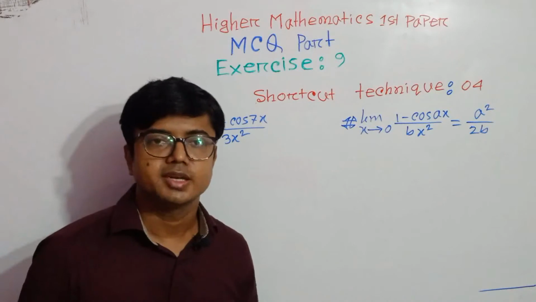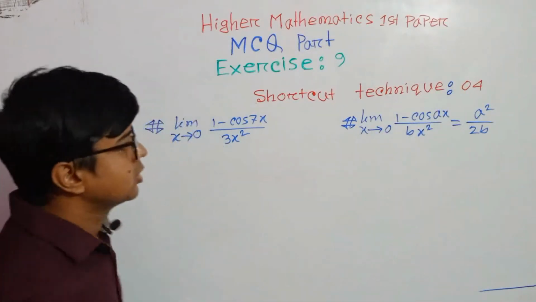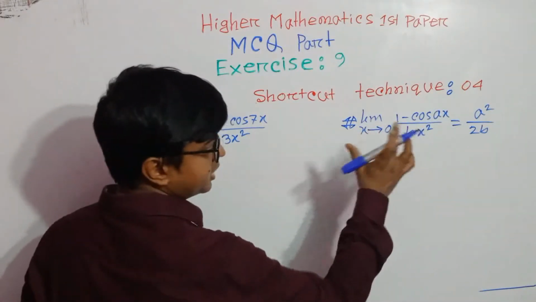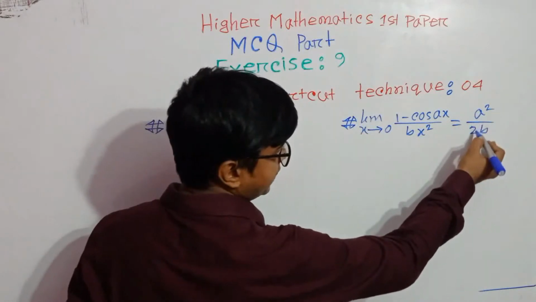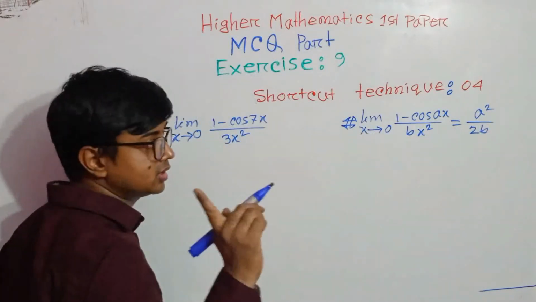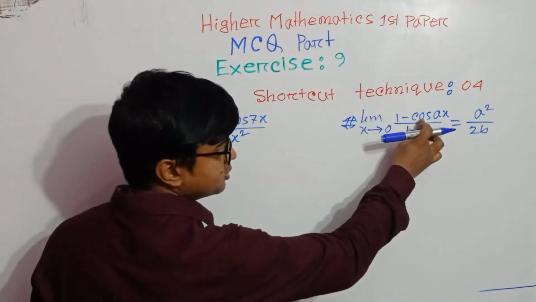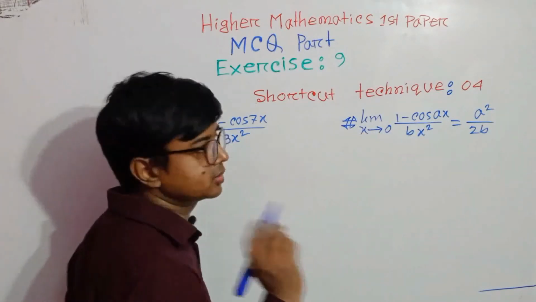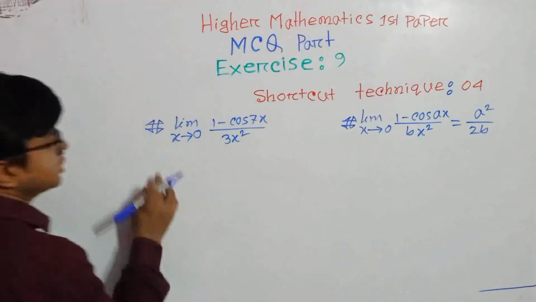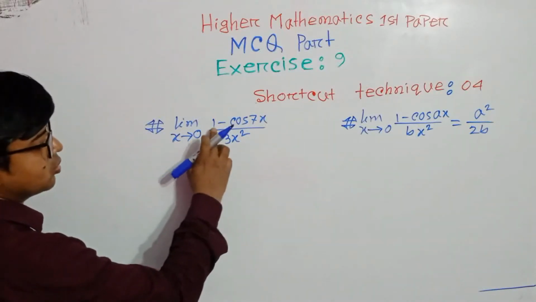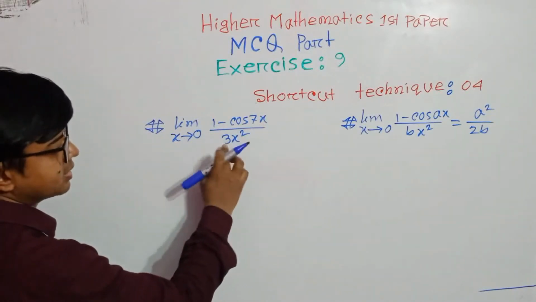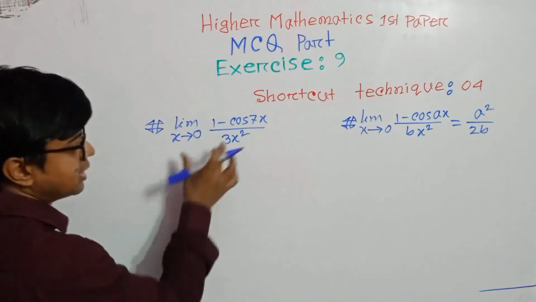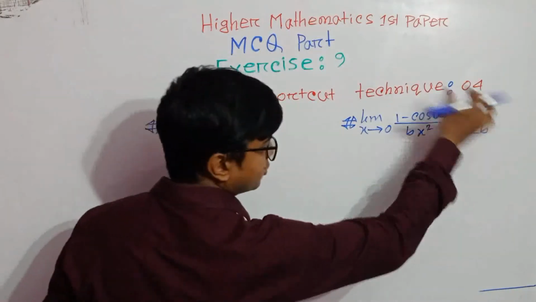Now shortcut technique 4. For this type of math we can apply this formula: A square by 2B. But one thing is important: the operator must be cos and the limiting value must be x tends to 0. That's why here, limit x tends to 0, (1 minus cos 7x) by 3x square. For this type of math we can apply this formula.